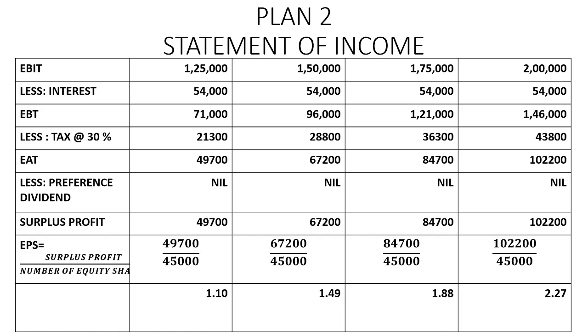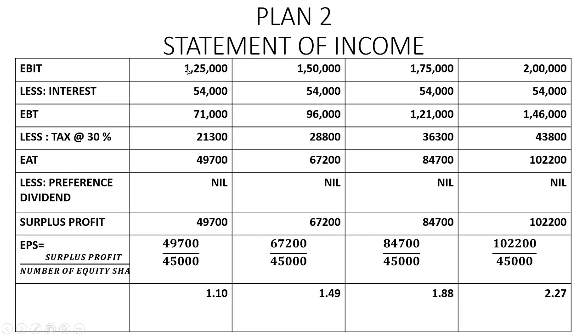Now we'll come to the second plan, plan 2. So what is plan 2? Here we are issuing 45,000 equity shares of rupees 10, 4,50,000, that is equity shares, and the remaining amount through debentures, issuing 12% debentures. So out of 9 lakh, 4,50,000 issue of equity shares, 4,50,000 issue of debentures.